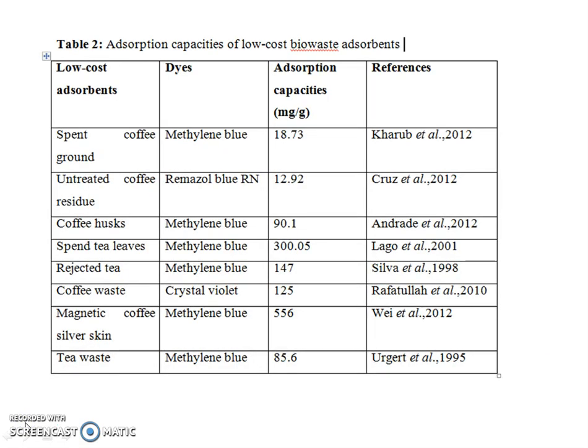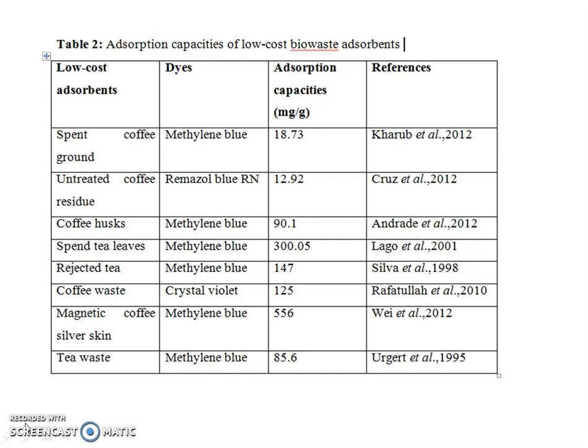Here is an example of a table, and you can see in the case of a table, we put the label at the top. So remember, for a figure, we put the label at the bottom, and for a table, we put the label at the top. In this case, the label is Table 2, and you also need to put a description there to indicate to the reader what you are showing in this table. In this case, the table shows the absorption capacity of low-cost bio-waste adsorbents.